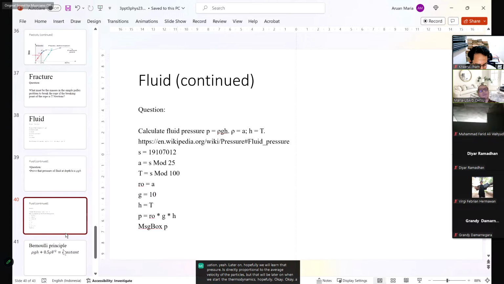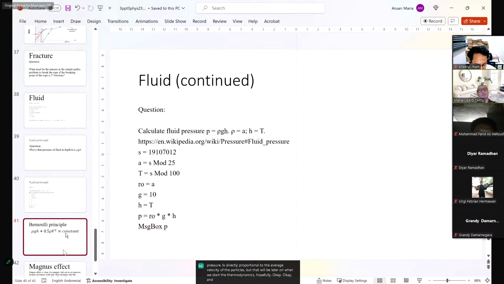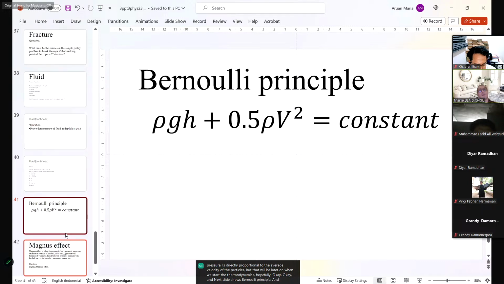Okay, and the next slide shows Bernoulli's principle. Remember when I blew below the paper during our first meeting and the paper went down? I hope you remember this Bernoulli experiment using Bernoulli's principle. Do you remember when I blew below the paper?